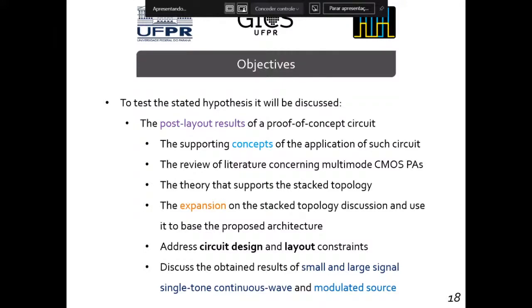That being said, the objective of this work is to test the stated hypothesis by designing, presenting, and discussing the post-layout results of a 130 nanometers CMOS power amplifier. To do so, we will start by reviewing some base concepts that led the discussion to the proposed proof of concept architecture.